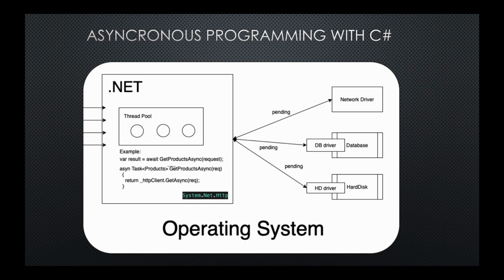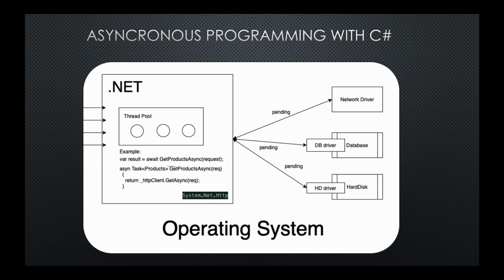When the request comes in, it will be assigned with a dedicated thread. That's the main thread. And when it comes to the line await and get an asynchronous function, it will go into another thread. So another thread is borrowed from the thread pool. You can name it thread 2, which goes down and turns to HTTP client, which is the System.Net.Http library, and talks to the operating system. The operating system will find the corresponding driver, could be either a network driver or database query, a database driver, or a hard disk driver.